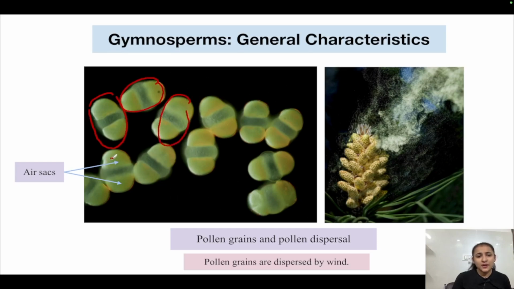These comprise of two air sacs. So either pollen grains can have wings or they can have air sacs. So in this image, every pollen grain has two air sacs present. These air sacs make the pollen grain light. Wings also make pollen grains light and help in the dispersal of pollen.